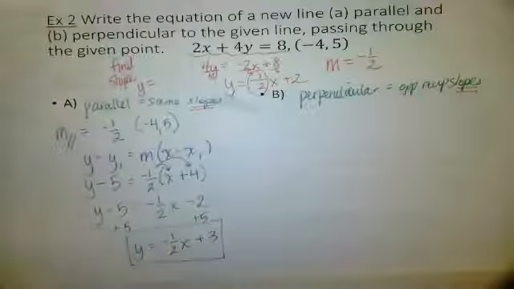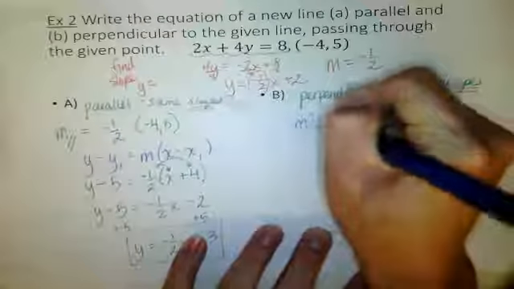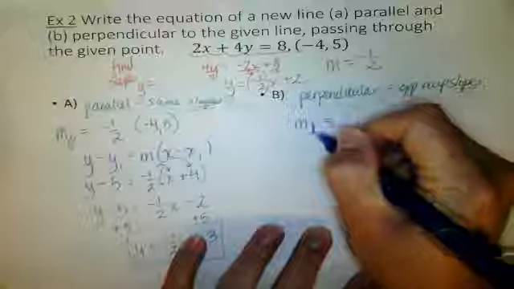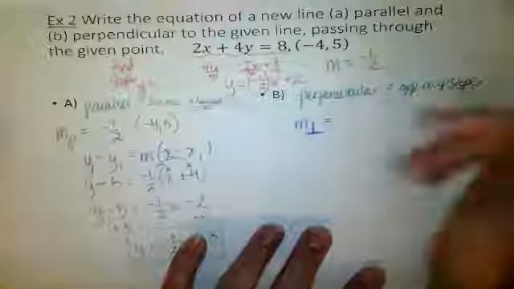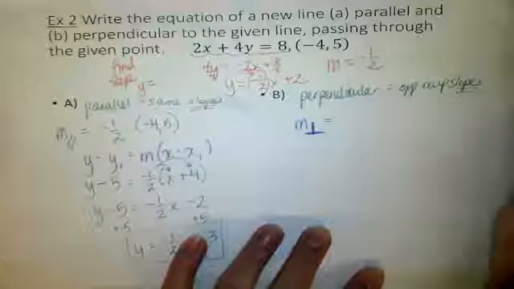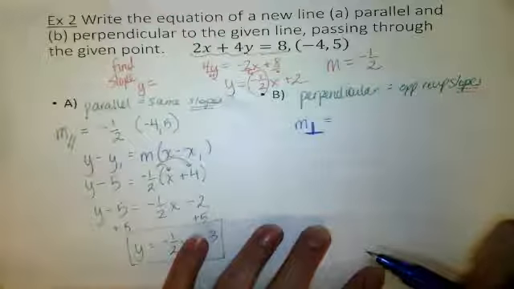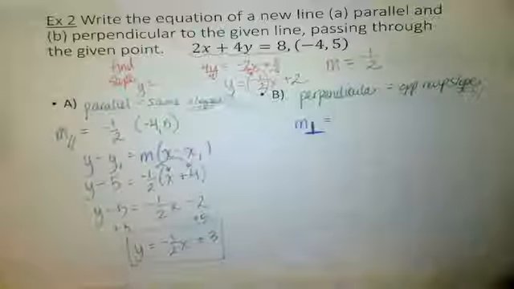All right, perpendicular line. If I'm going to have a perpendicular line, I need a perpendicular slope. This is the symbol for perpendicular. You seen that one before? Yes? Well, that's good. All right.